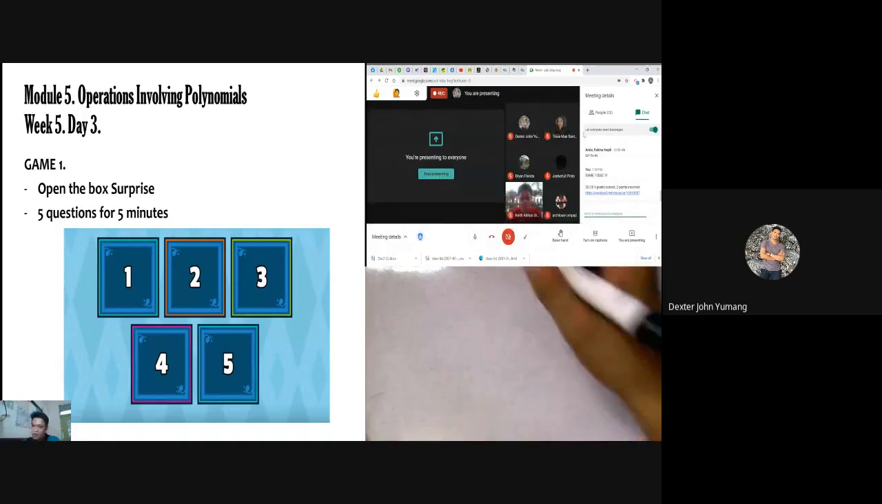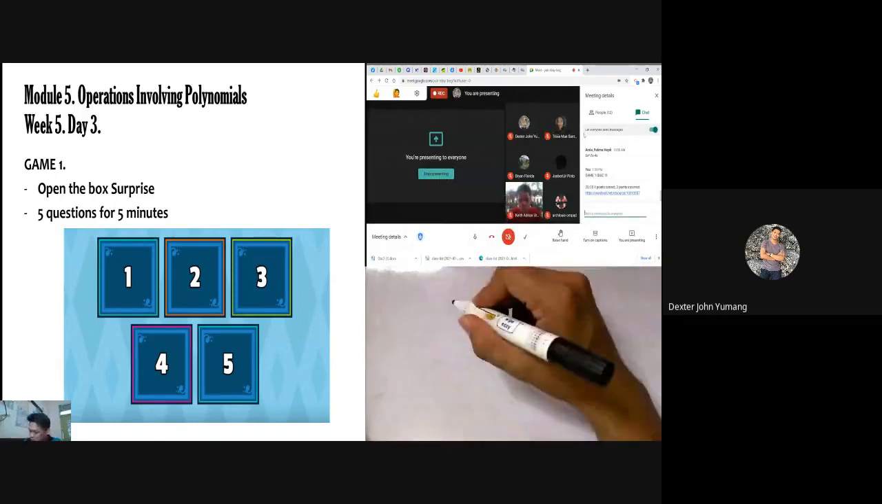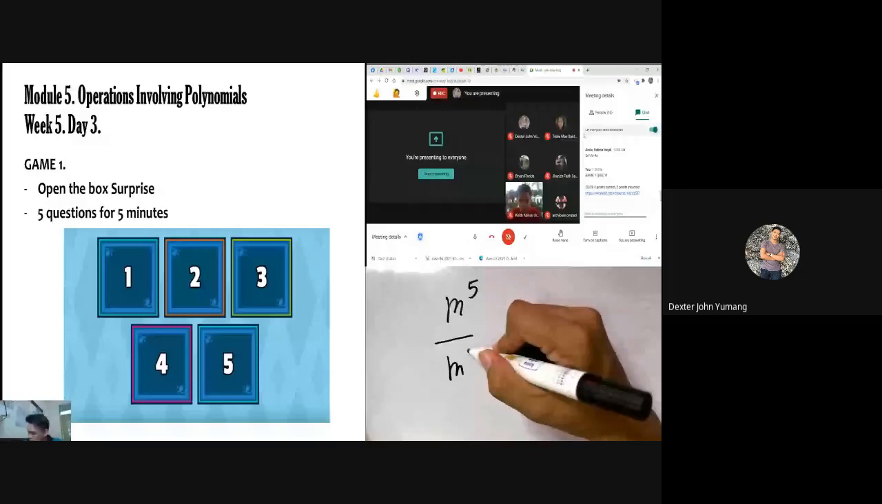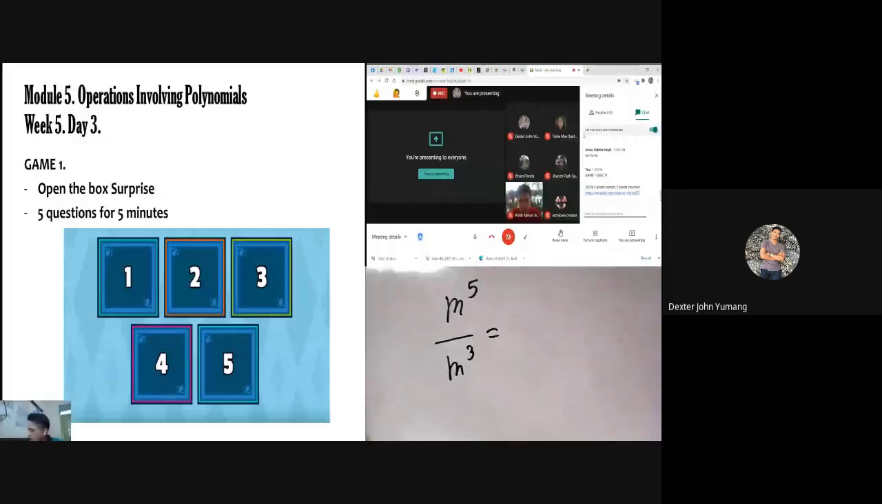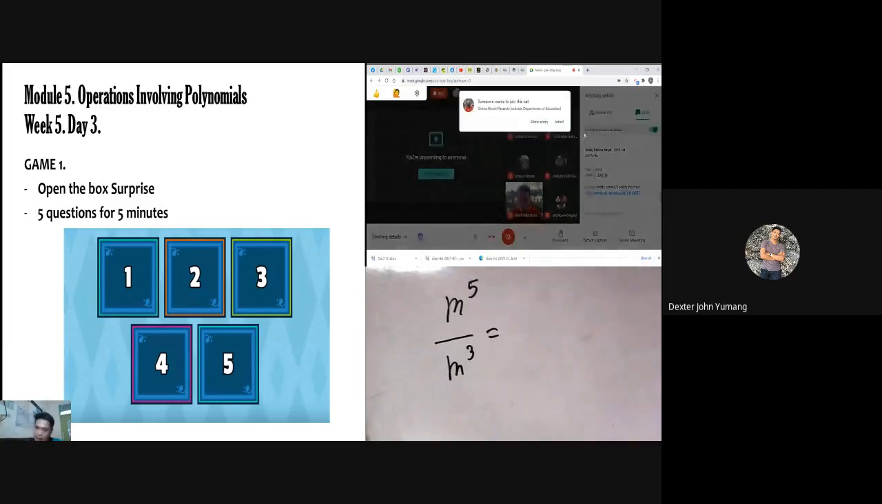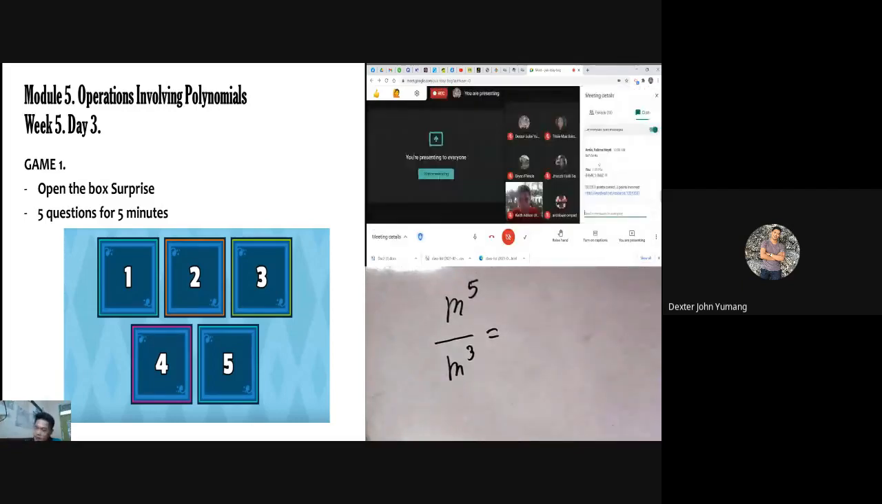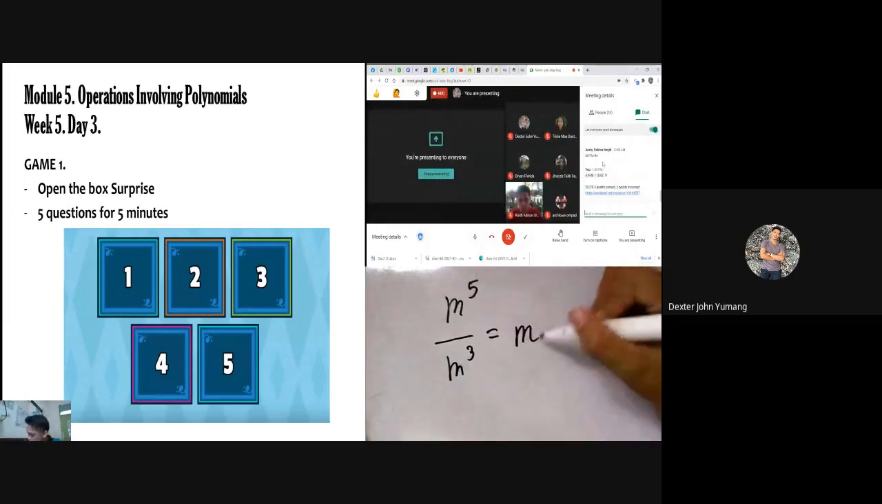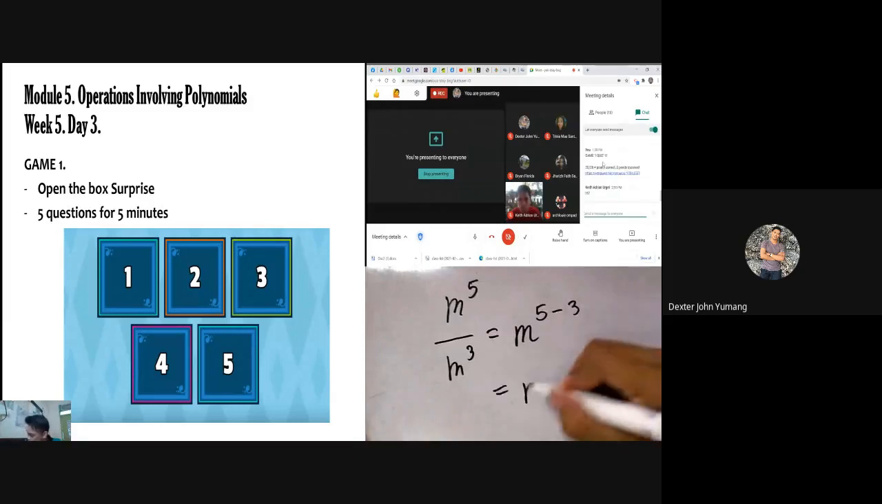As a review, we have the following example: m raised to the fifth power divided by m cubed. When we multiply, we usually add the exponents, right? But in this case we divide, therefore we subtract the exponents. The base is the same, the variable m. The exponent 5 will be subtracted by the exponent of the denominator, which is 3. So 5 minus 3, that is m squared. Therefore, this is now our answer. Okay, tama po, m squared.